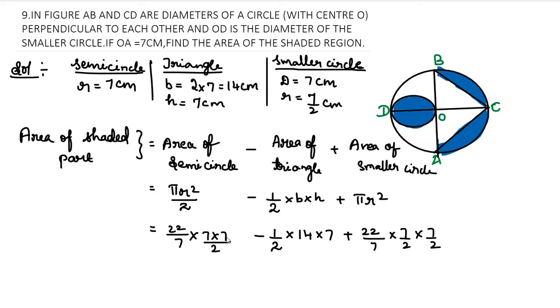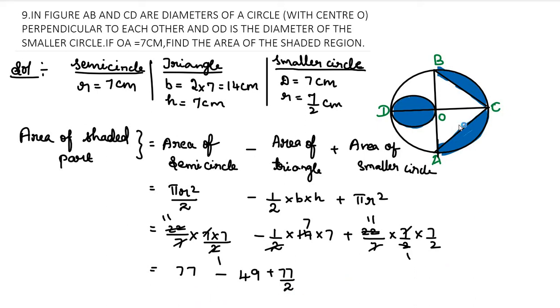Okay. Now let us cancel. 2 1s are 2, 2 11s are 22. Then again 1 7 1 7 will be cancelled. So the remaining is 11 7s are 77 in this term. In this place, 2 7s are 14, so 7 7s we are getting 49. And in this place, we can cancel 7 and 7. 2 1s are 2, 2 11s are 22. So we are getting 77 by 2.